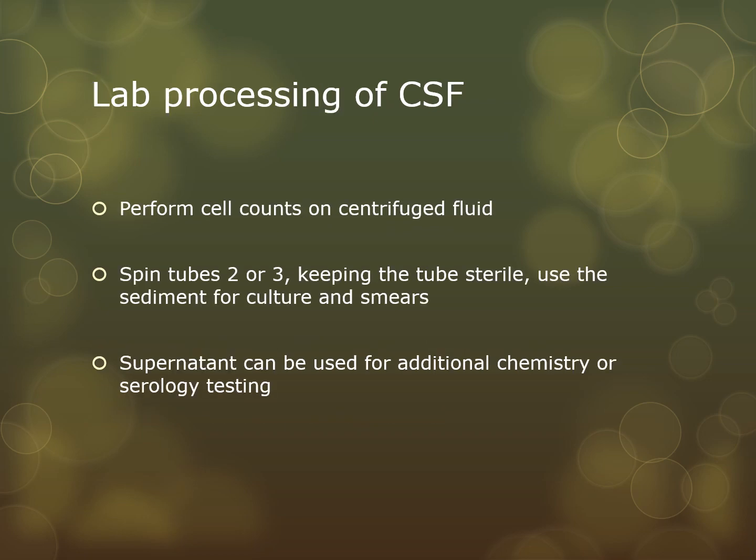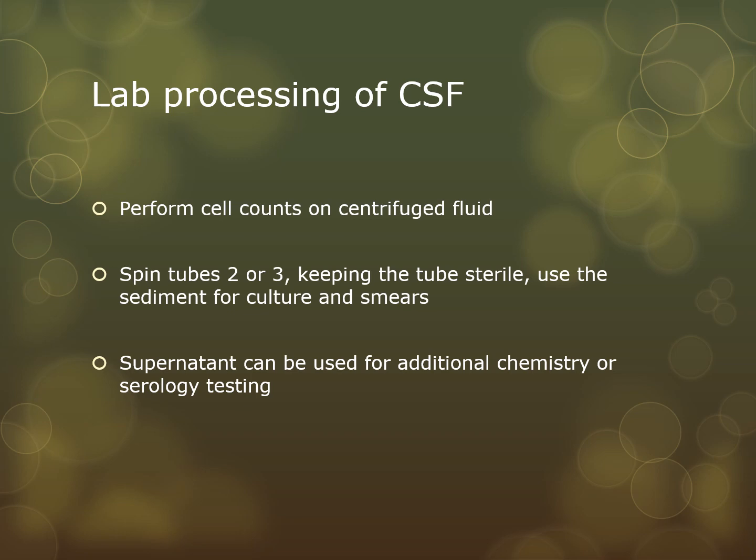So you might be asking yourself, how exactly do we process cerebrospinal fluid in the laboratory? Well, the first thing we want to do is centrifuge that fluid because we're going to perform cell counts using a cytospin centrifuge, okay? And I'll show you some pictures of that coming up. We're going to spin tubes 2 or 3, keeping the tube sterile, and we use that sediment for culture and acid-fast smears or gram stains. And then this supernatant, which is the liquid portion of the spinal fluid, can be used for additional chemistry or serology testing.